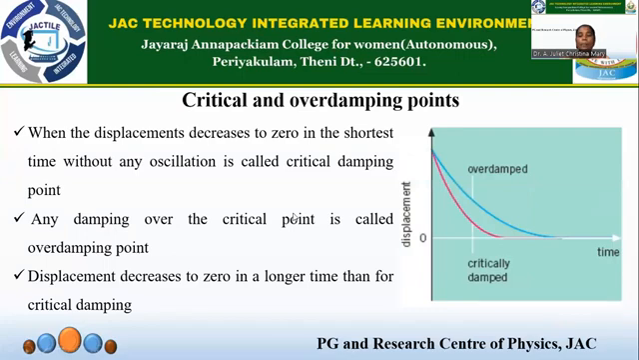Based on the damping position, damped oscillation can be classified into two categories: critical damping and over damping. When the displacement decreases to zero in the shortest time without any oscillation, it is called critical damping. In the graph, the pink one represents the critical damping position.